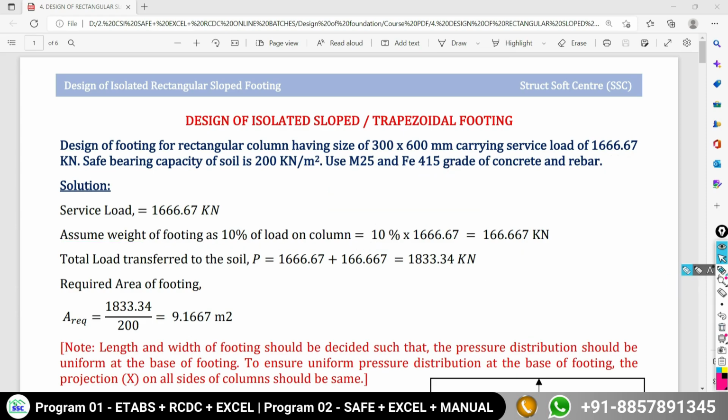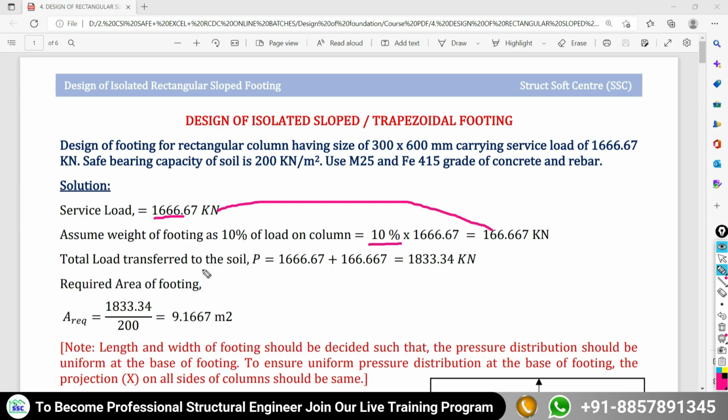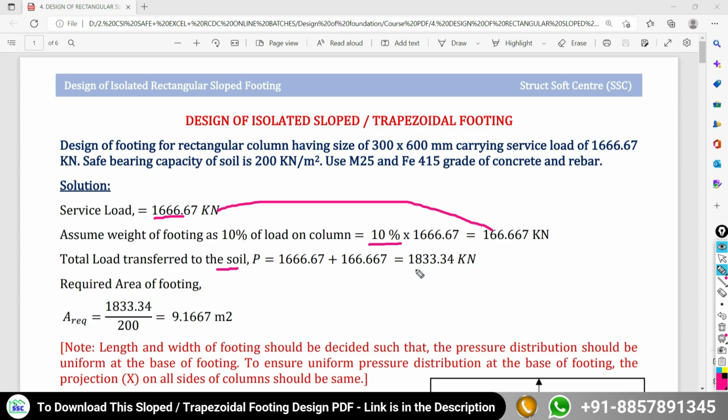That's why we are going to consider 10% of the service load. Whatever service load is coming from your column, we are going to consider 10% of that. So that is going to become 166.67 kilonewton. If you add these two values, you get the total load that is going to be transferred to your soil, equal to 1666.67 plus 166.667, which is going to become 1833.34 kilonewton. If you want to calculate the area of the footing, that is going to be: area of footing equals this much load which is going to be transferred divided by the SBC of the soil.